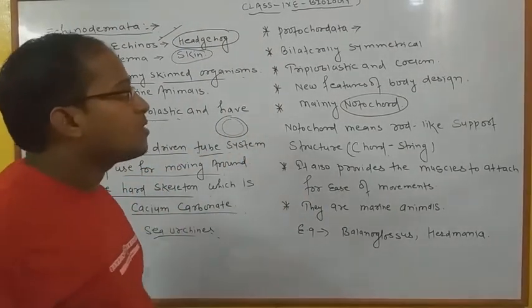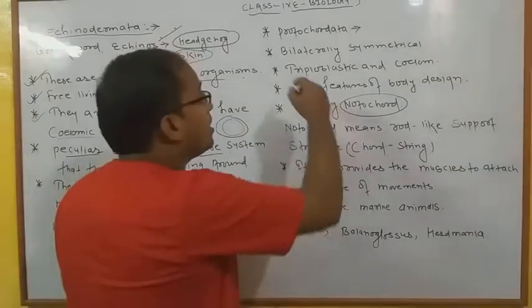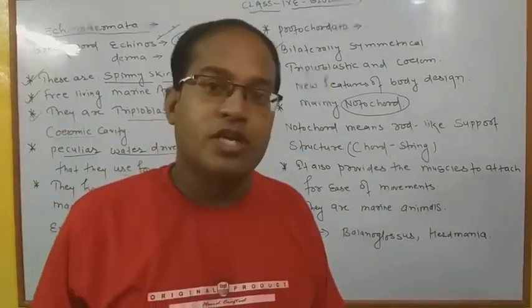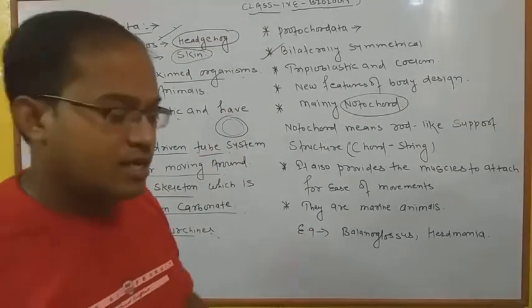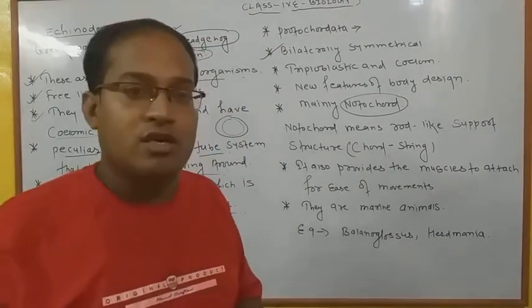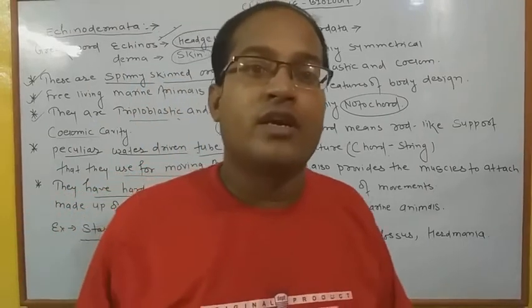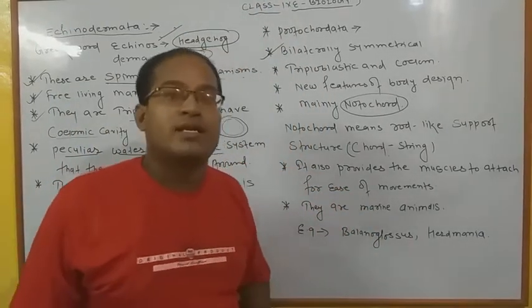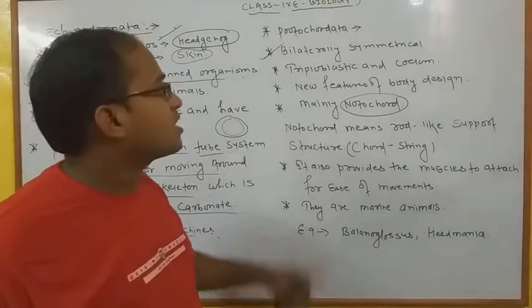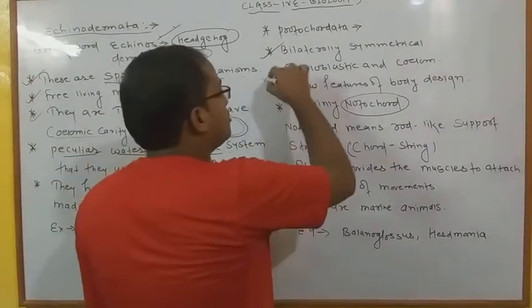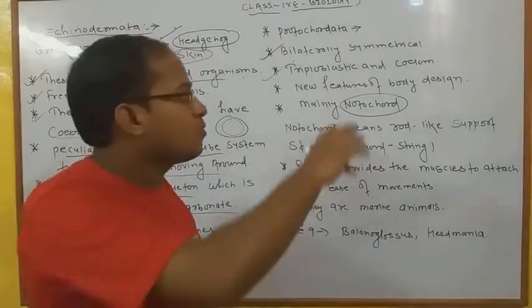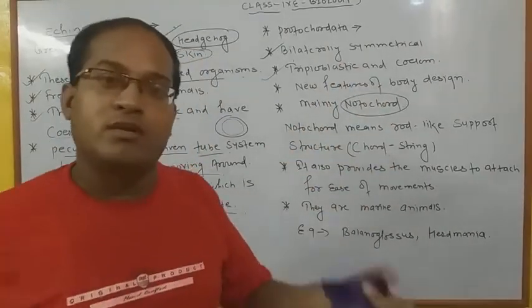So the first property we are going to discuss is bilateral symmetry. Many times I have told you the meaning of bilateral symmetry. Bilateral symmetry means an organism's body is divided into two halves, first half and second half, and that is called bilateral symmetrical. Now second, triploblastic and coelom cavity. Triploblastic we have studied many times. Triploblastic and a coelom cavity are found in the body.